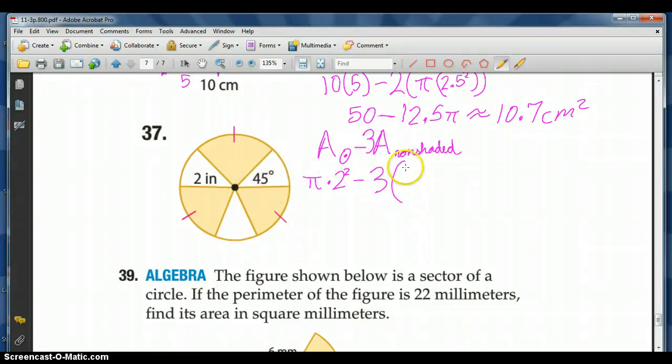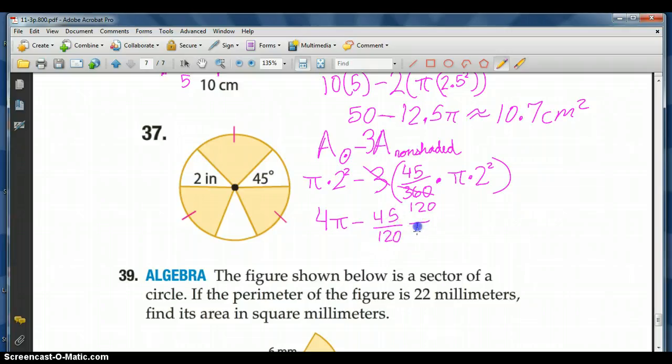So since my central angle is 45, the area of one of those sectors would be 45 over 360 times the area of the circle, which is pi r squared. Pi times 2 squared. From here, I can simplify this a bit. So 2 squared is 4 pi. I can also simplify here. So let's see, 3 goes into 360 120 times. And 2 squared is 4.